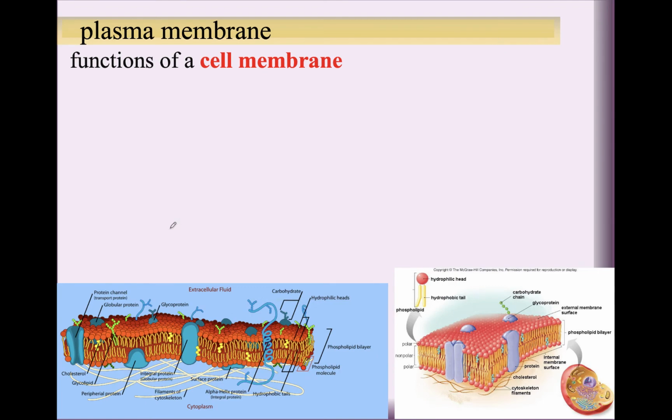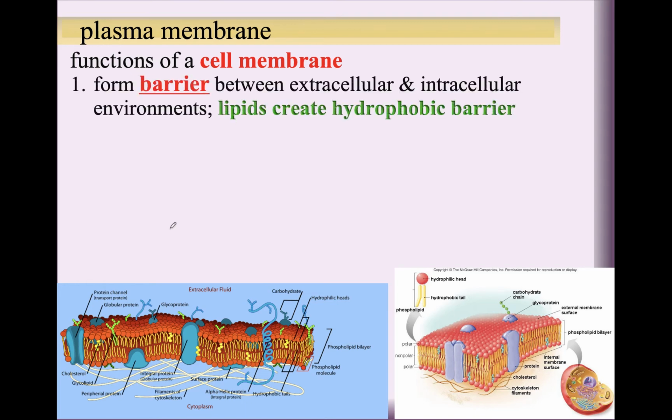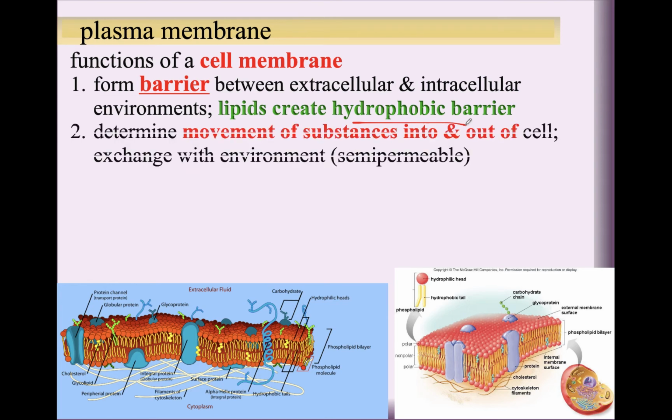All right, now we're going to go ahead and focus on the cell membrane for the rest of this video. And first we'll talk about the functions of a cell membrane. Well, one, the membrane forms a barrier between the extracellular fluid and the intracellular fluid. Those two fluids are different components in the extracellular environment than the intracellular environment. And so we have these phospholipids that create a hydrophobic barrier that keep those things separate.